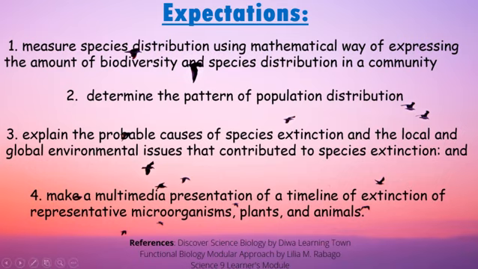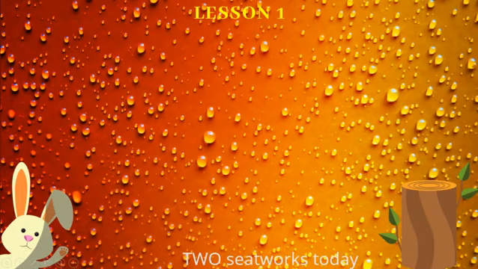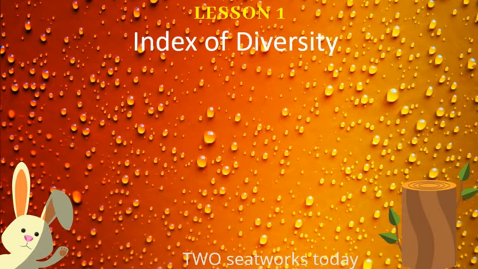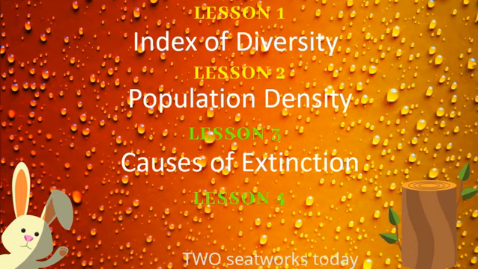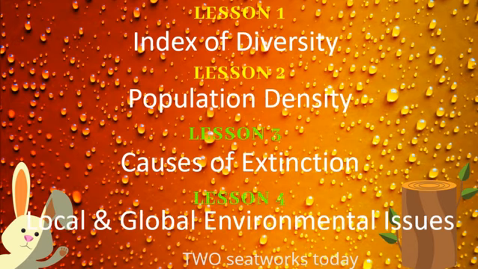So what are the topics for today? Lesson number one is all about index of diversity. For lesson two, we have population density. In number three, causes of extinction. And in number four, we have local and global environmental issues.